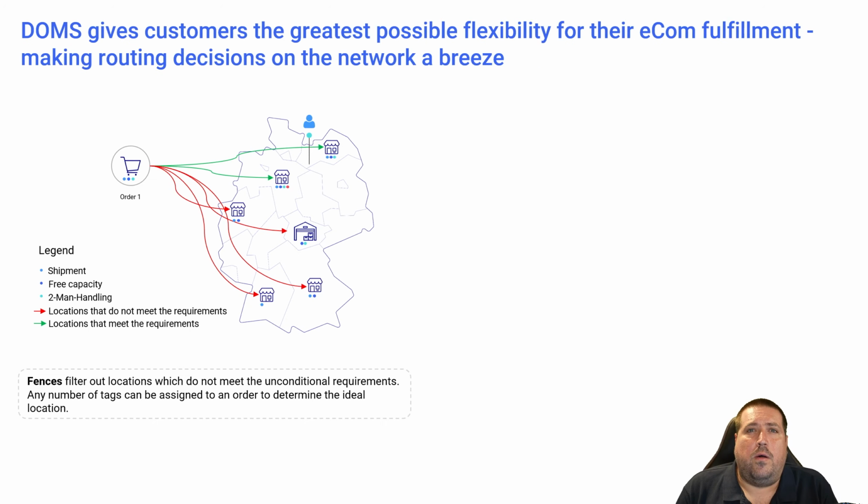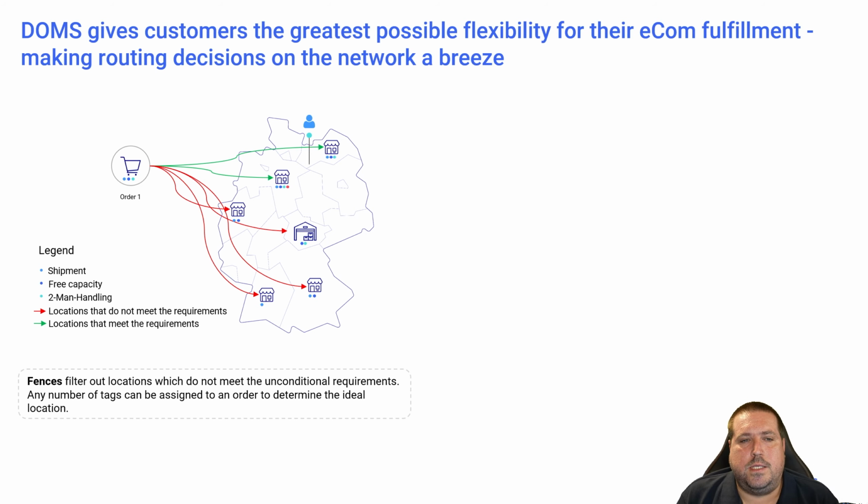Let's have a look at how that works out with some demo data. So we have an example here. There is a customer sending in an order. We have 1, 2, 3, 4, 5, 6 facilities that will be available to fulfill. And you see some major data points around that order. So first of all, it's a shipment, so it needs to be shipped to the customer. The location where it should be shipped from needs to have free capacity.